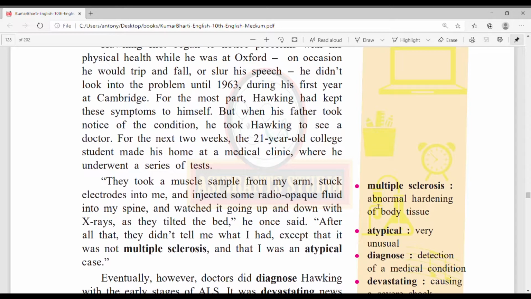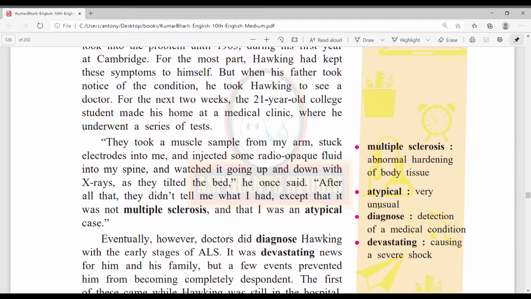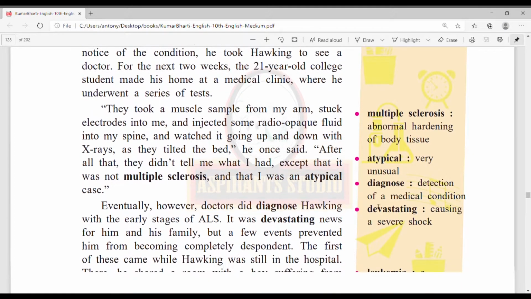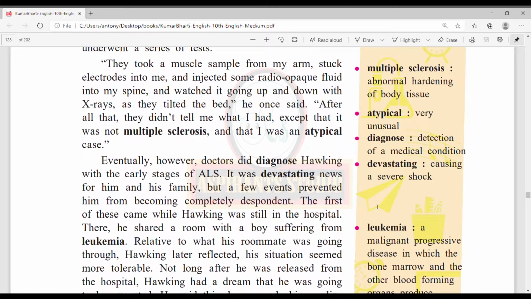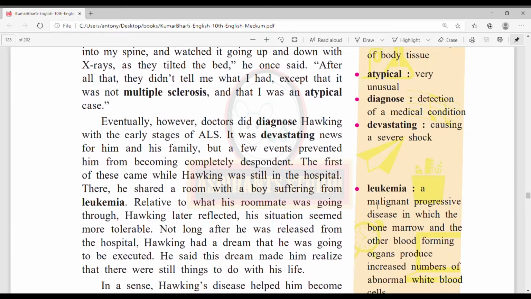For the next 2 weeks, the 21-year-old college student made his home at a medical clinic, where he underwent a series of tests. "They took a muscle sample from my arm, stuck electrodes into me, and injected some radio-opaque fluid into my spine, and watched it going up and down with X-rays, as they tilted the bed," he once said. "After all that, they didn't tell me what I had, except that it was not multiple sclerosis, and that I was an atypical case." Eventually, however, doctors did diagnose Hawking with the early stages of ALS.